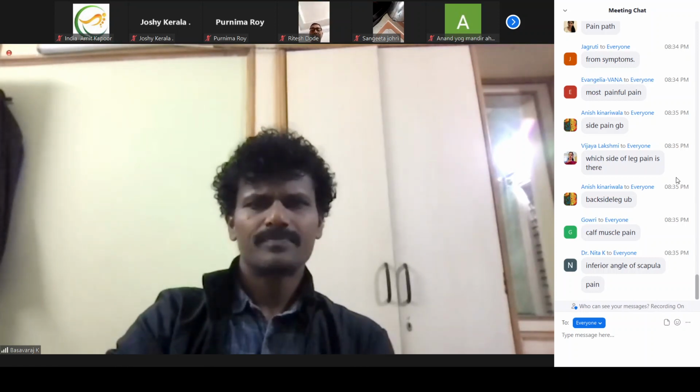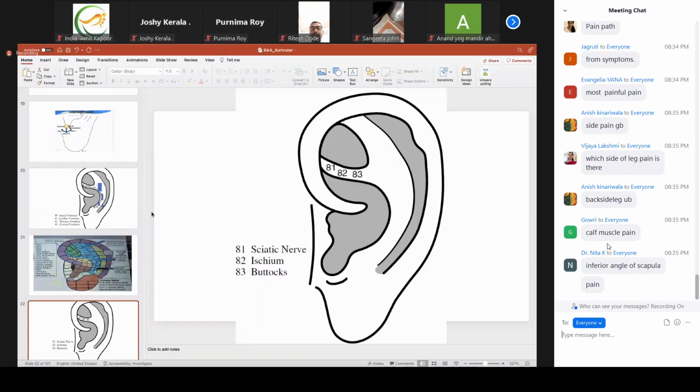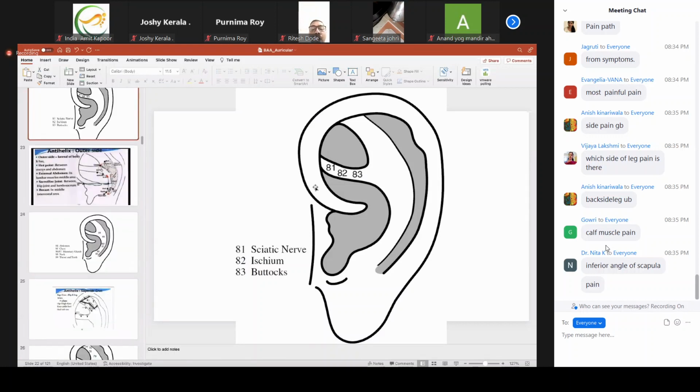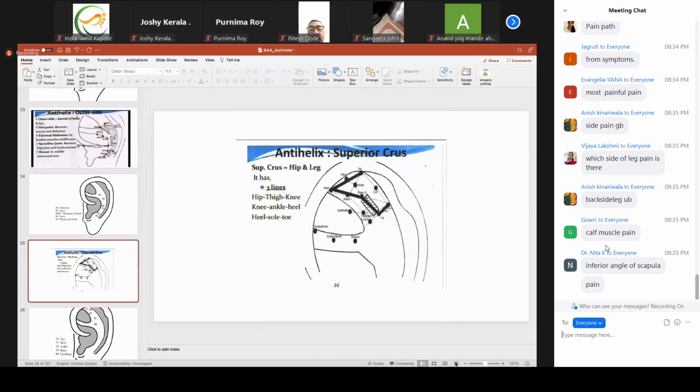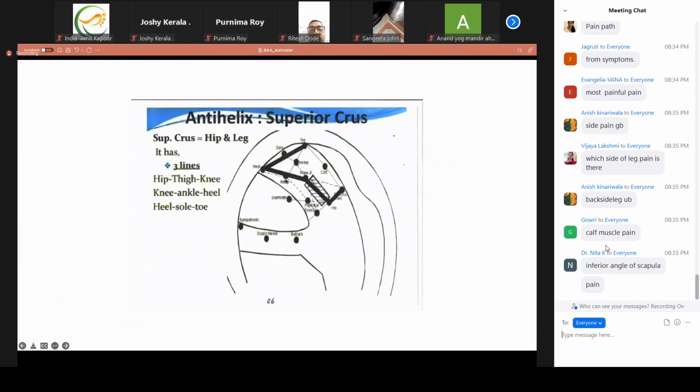For calf muscle pain, you can treat the calf muscle reflex here. I will show you the reflex of the spinal cord, which is the anti-iliac curse, which is going into the leg. So if you are asking about heel pain, ankle pain, knee pain, and hip joint, all these things are covered in the superior part of the anti-iliacs. The anti-iliac superior curse is just above the lumbar and coccyx, this area.